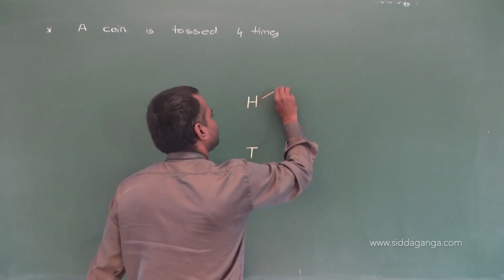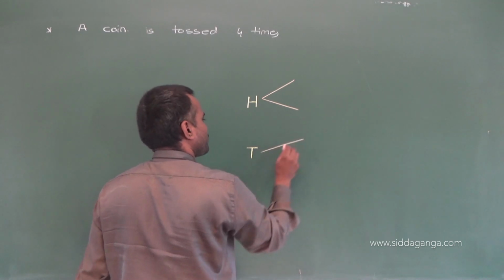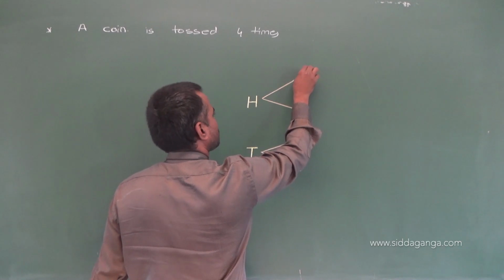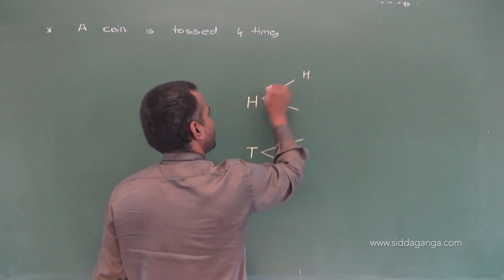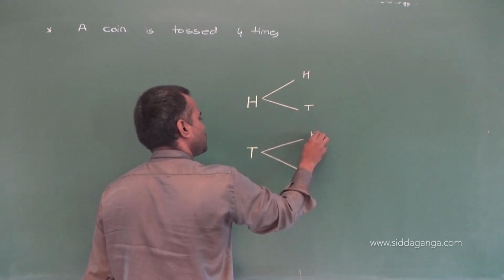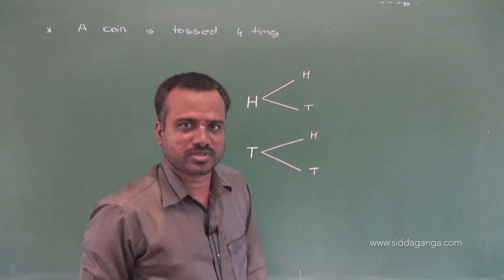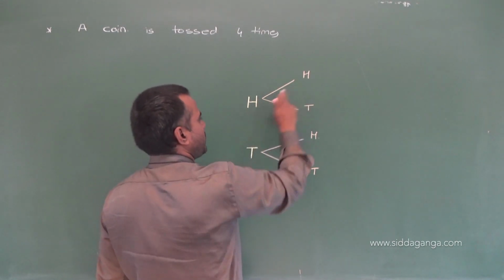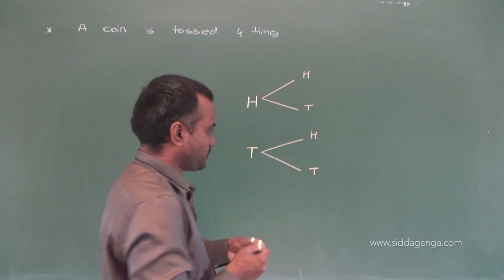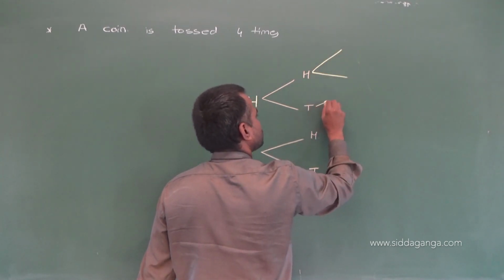If a coin is tossed two times, the possible outcomes are head, head; head, tail; tail, head; tail, tail.